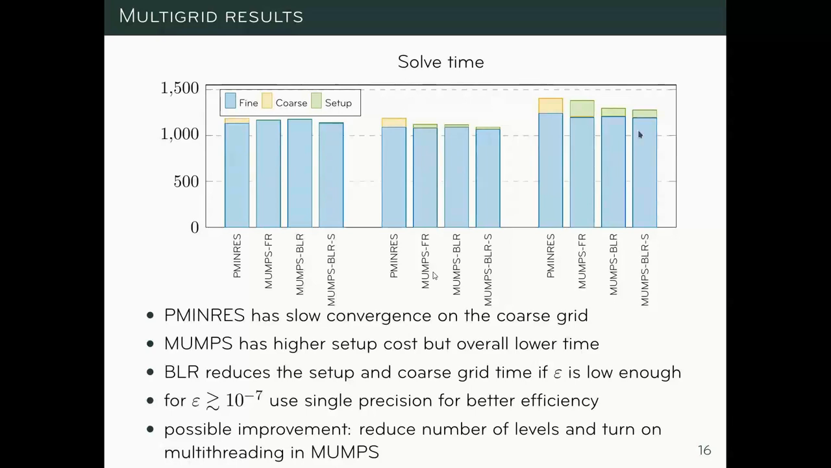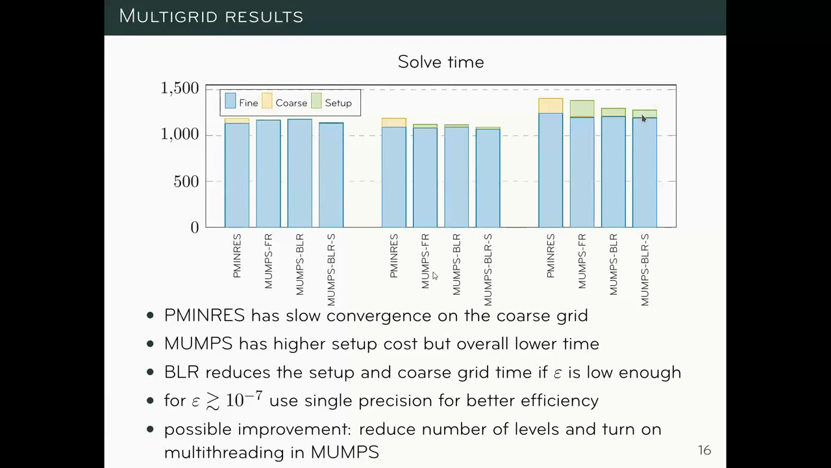And now, because we chose a threshold of 10 to the minus 5, it doesn't really make much sense to use double precision computations on the coarse grid, and therefore we can switch to single precision computations, and this allows us to further reduce the execution time both in the setup and on the coarse grid level.